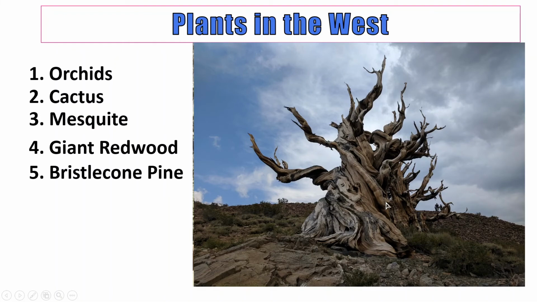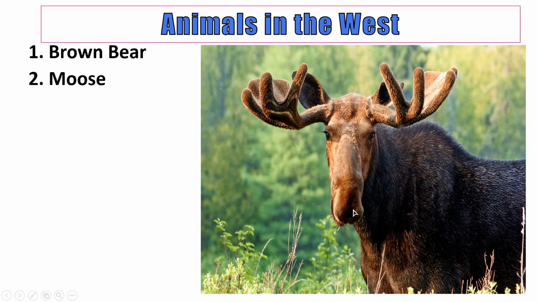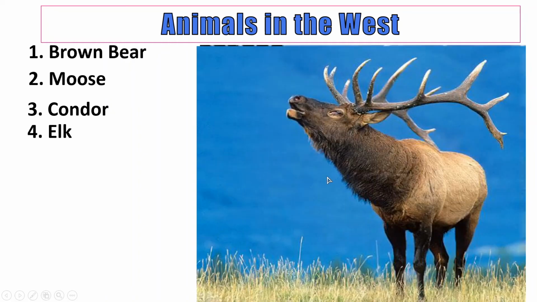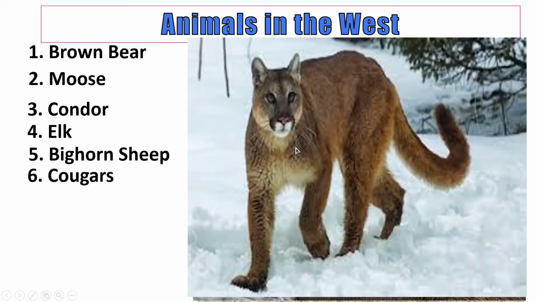So how about the animals in the West? So animals in the West are the following. First, the brown bear. So I think you know how it looks. Moose. Okay. Condor is one of the largest birds in North America. Okay. Number 4 is an elk. It has sharper horns. Next, bighorn sheep. So as you can see, there's a reason why they called it a bighorn sheep. Number 6, we have cougars. This is our lesson before. I think you know a lot about cougars.